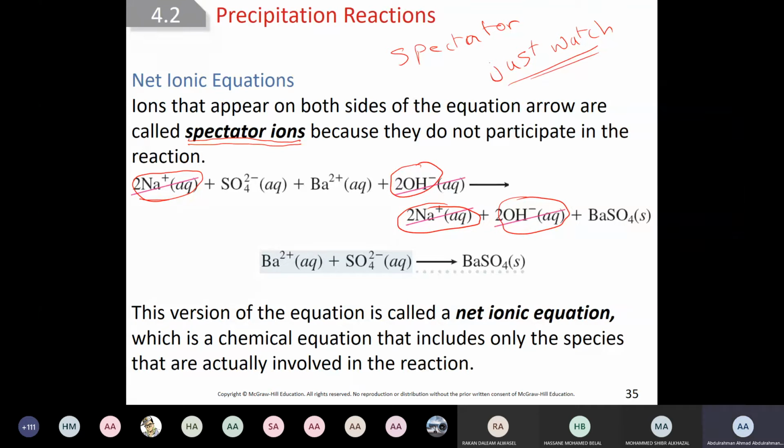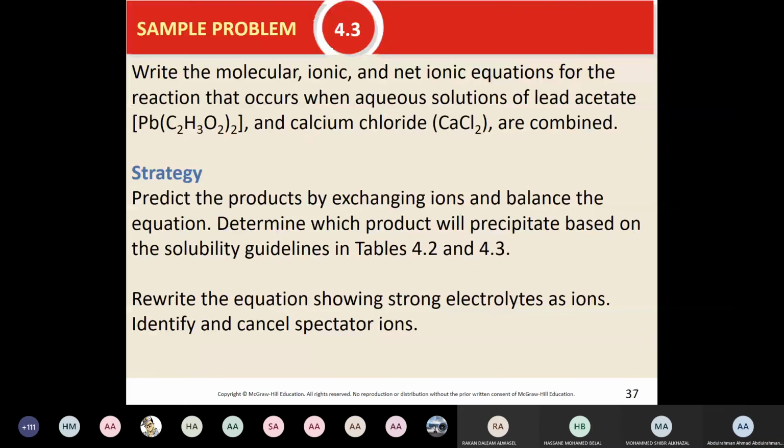All right, good. And what do you call this equation? Net ionic equation. Don't forget the word spectator: spectator ions are those ions which are repeated in reactant and product, which we are going to cancel. Spectator ions. Good. Now, let's write this equation very quickly.